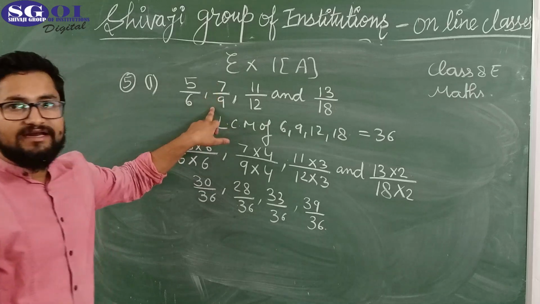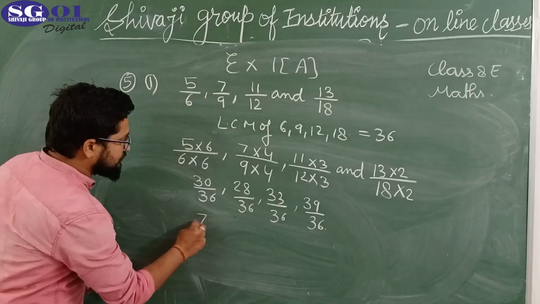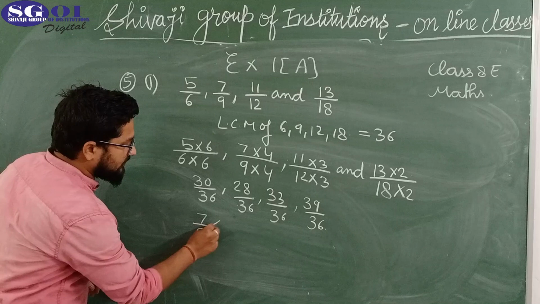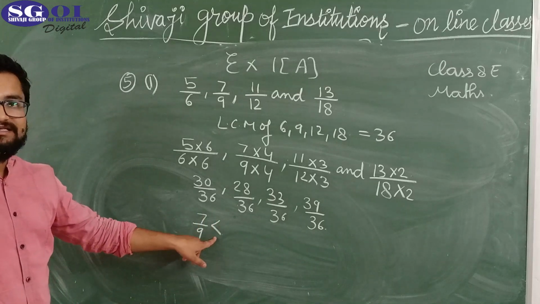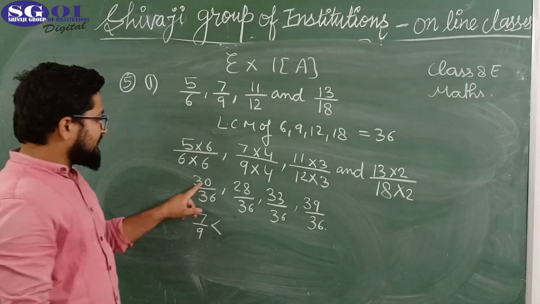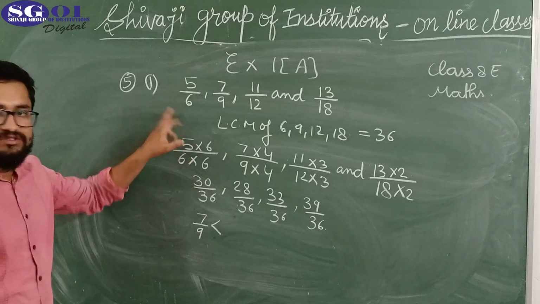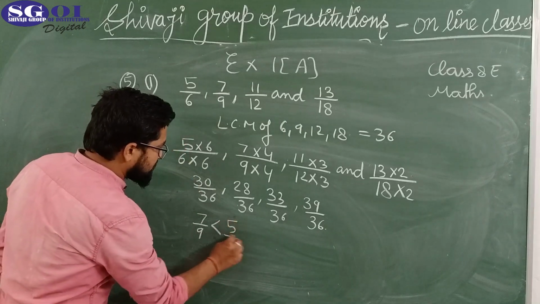है 7 upon 9 के. Therefore 7 upon 9 जो है वो सबसे छोटा rational number है. ठीक है. Then we will be putting a less than sign. सेकेंड नंबर पे कौन सा होगा 30 upon 36 जो कि 5 upon 6 से corresponding है. We will be writing 5 upon 6.